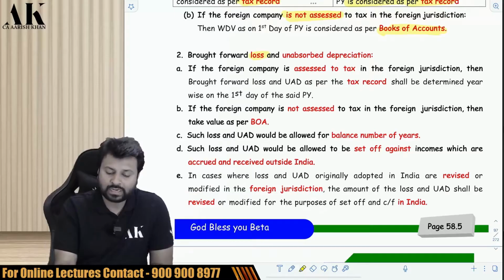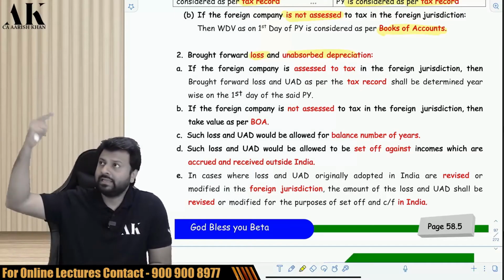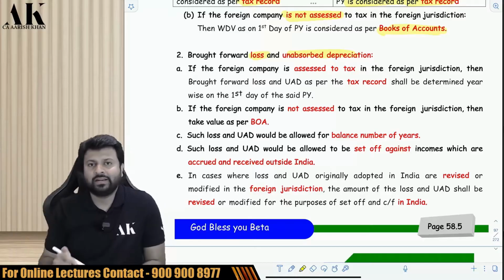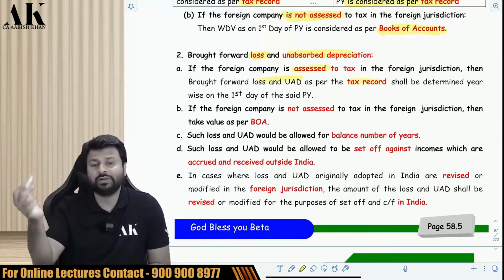What about loss and UAD? So again, the same two questions arise. If the foreign company resides in a country in which there is a taxation law, then take losses and UAD as per the tax record. If there is no taxation law, then take losses and UAD as per the books of accounts.